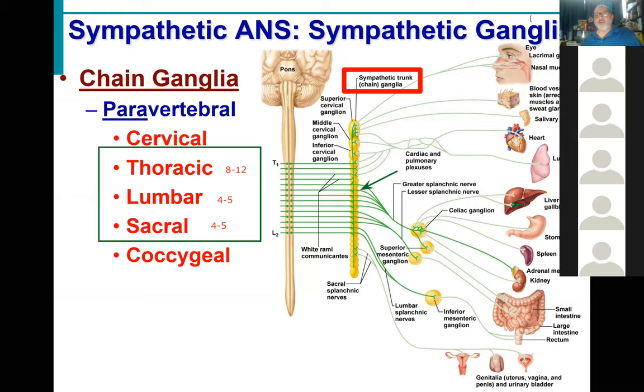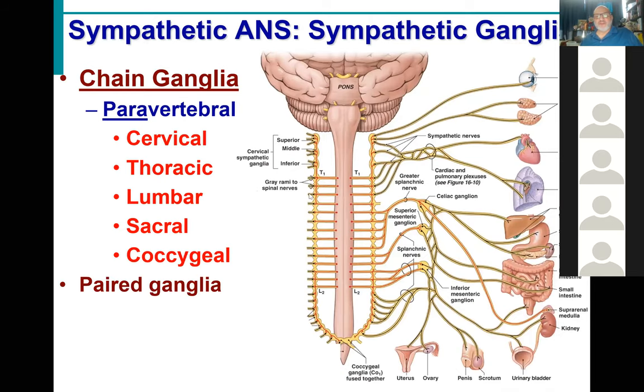But the good news is that there are almost always three cervical, and so we will give them more specific names. And there is only one coccygeal, and that coccygeal does something special as well. So we'll talk about that as well. Let's take a closer look at these.